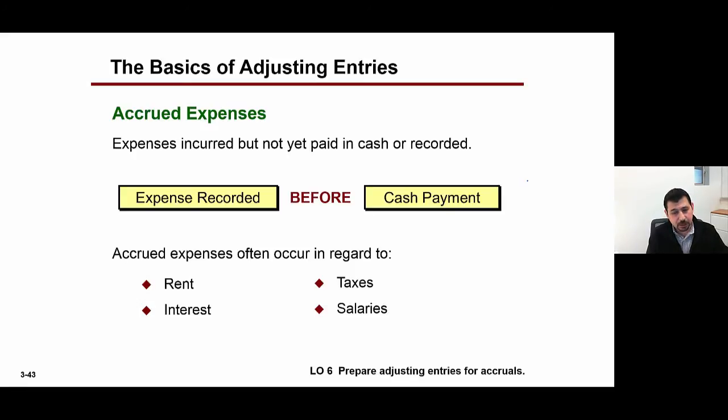And the company, because it's impractical to make daily adjustments for the interest amount that they have already accumulated or incurred, what do they do? They wait until the end of the accounting period, and they make an adjusting entry whereby they recognize the interest expense that they have incurred, and because they're not going to pay it now, they consider it as an obligation. Now they owe this amount to the bank.